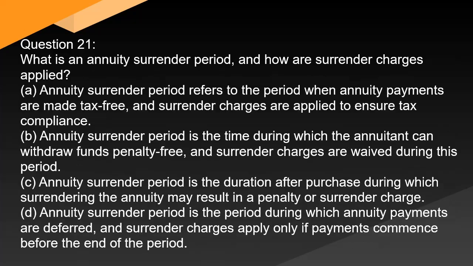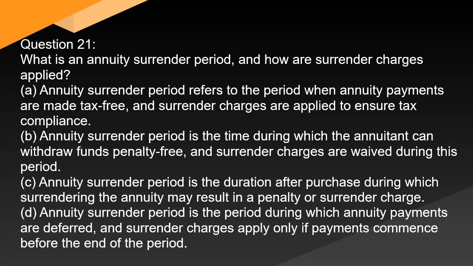Question 21. What is an annuity surrender period, and how are surrender charges applied? A. Annuity surrender period refers to the period when annuity payments are made tax-free and surrender charges are applied to ensure tax compliance. B. Annuity surrender period is the time during which the annuitant can withdraw funds penalty-free, and surrender charges are waived during this period.